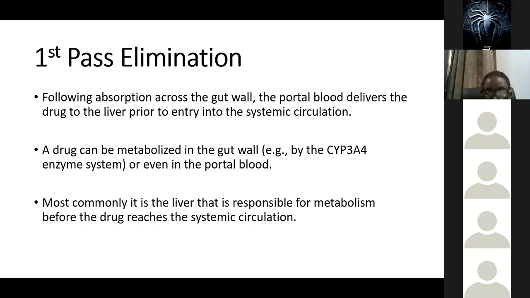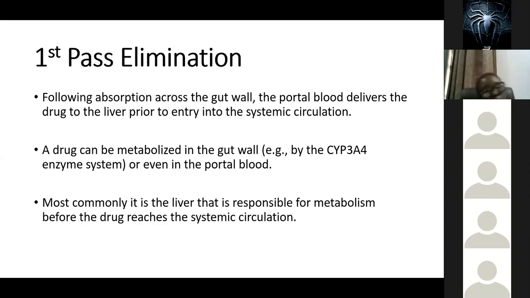So just to recap, I was saying that the medication is not 100% bioavailable if you take it orally, because when you take it orally, its presence in the systemic circulation depends on the absorption through the gut, and then also first pass elimination. So we looked at the absorption through the gut. We've understood what lipophilic and hydrophilic means. So now we are going to look at what first pass elimination means.